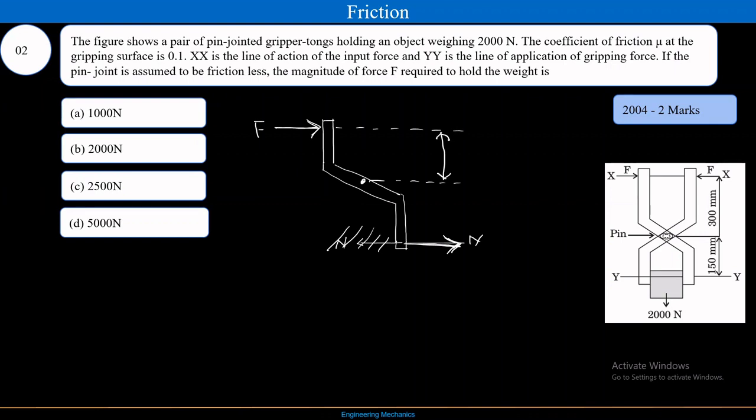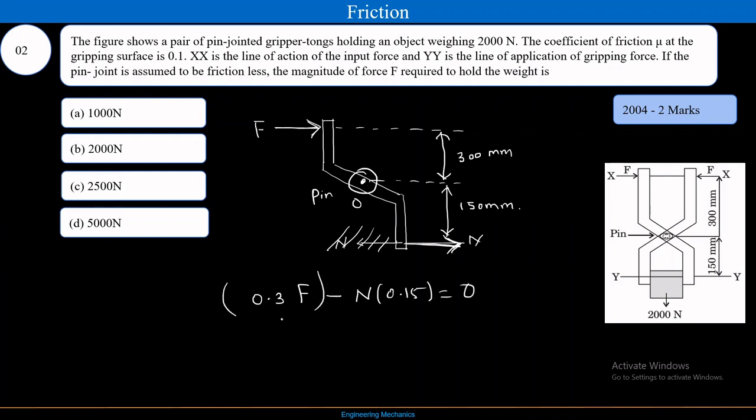What is the distance between these two? Which is given as 300 mm. This one is 150 mm. Okay, if I apply moment at this point, I will consider this is my pin, so I will consider it as O. If I apply my moment here, what I can say is 0.3. The object rotating clockwise is positive for me. So 0.3 F, and rotating anti-clockwise is negative, so it is N into 0.15, which is equal to 0, right?